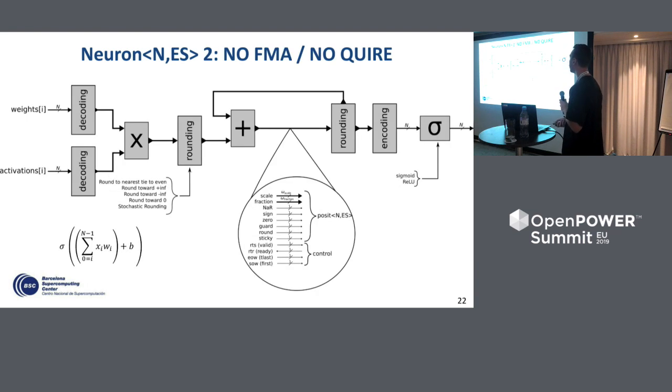Here is another version for experimentation purposes that has a rounding, no FMA and no exact accumulation. It's just to see how it performs without this, to do comparison with floating points, for instance.